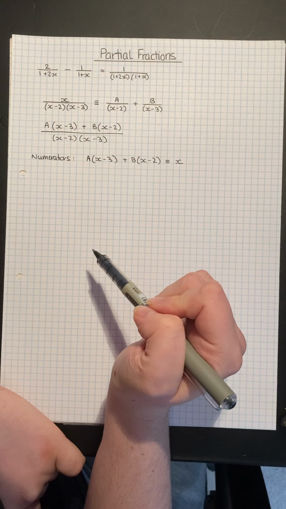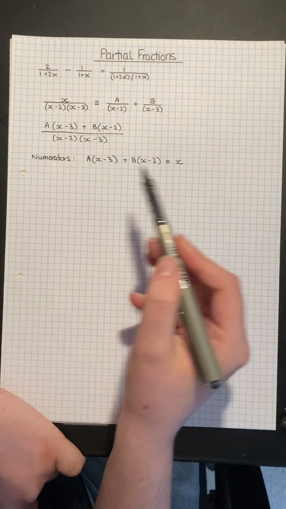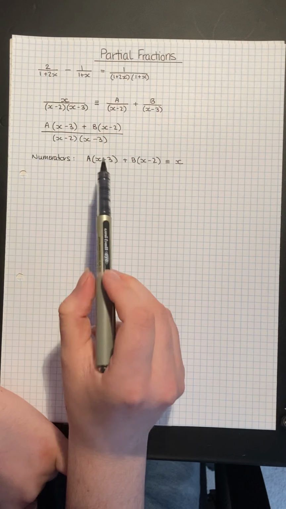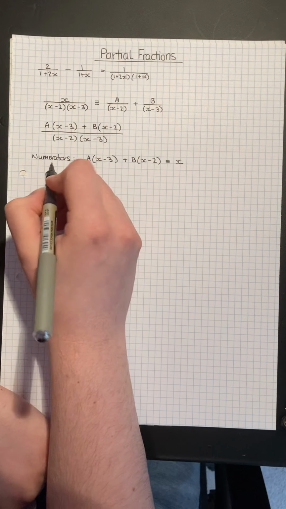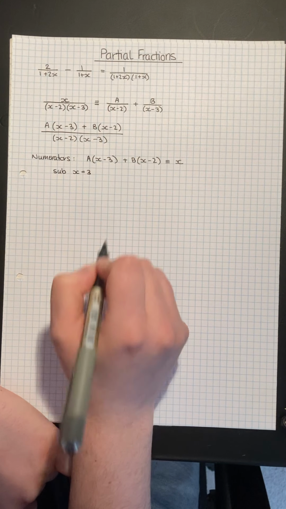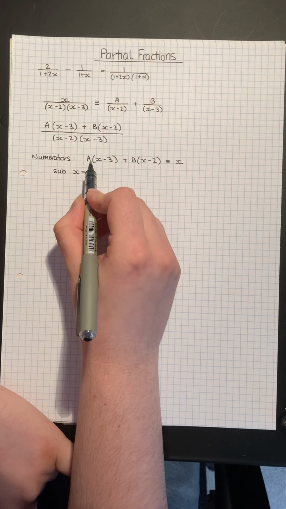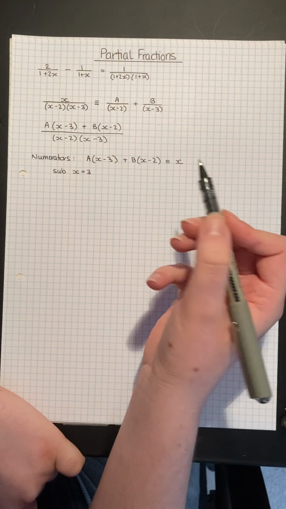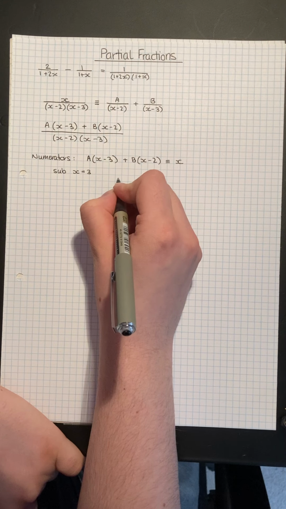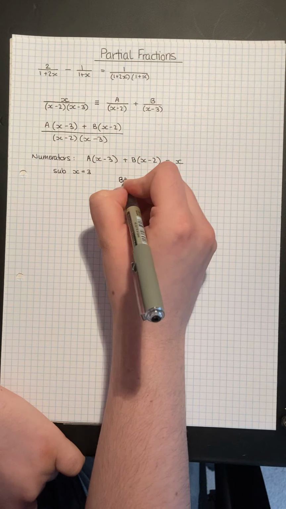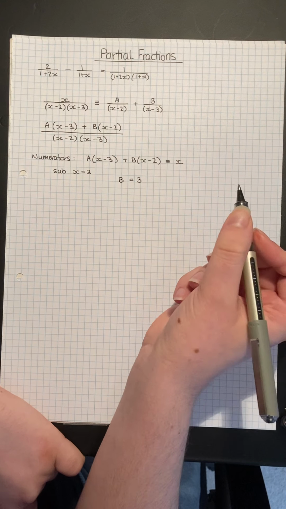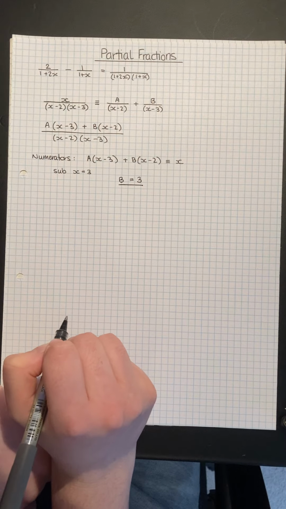Okay, so one way that we can do this is, because this is true for all values of x, we can substitute in specific values of x that will be strategically chosen to cancel out. So for example, we could cancel this out by substituting in x equals 3. So if we substitute in x equals 3, we end up with a times 0, so no a's, and we end up with 3 minus 2, so b equals 3. So that was pretty easy, right? So now we know what b is.